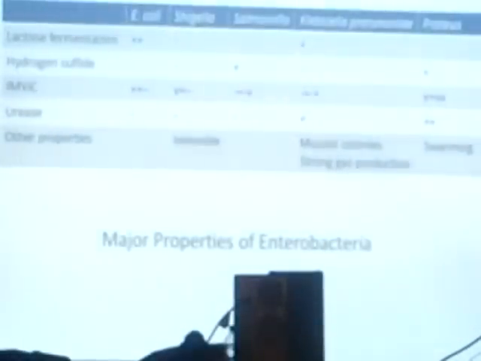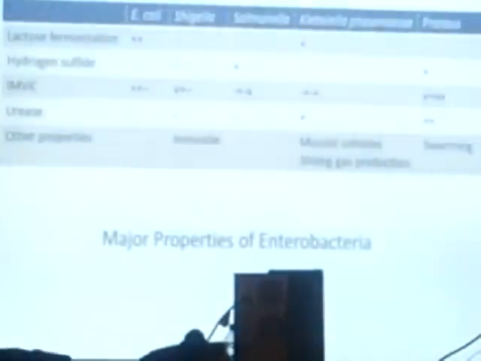Salmonella: negative, positive, negative. Klebsiella pneumoniae: negative, positive. And Proteus is positive for methyl red, but the others are what? Variable, depending on the species. So some species may be citrate positive, citrate negative, etc. Right? So remember the ones that are clearly positive or negative and ignore the rest.